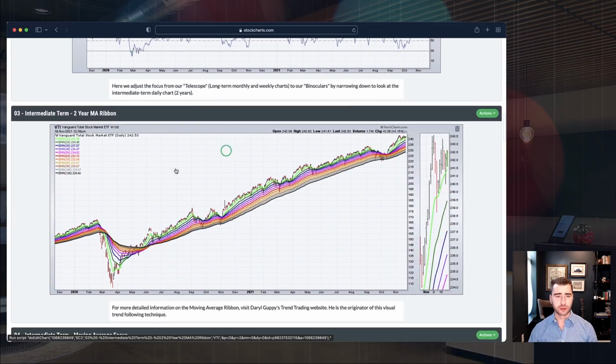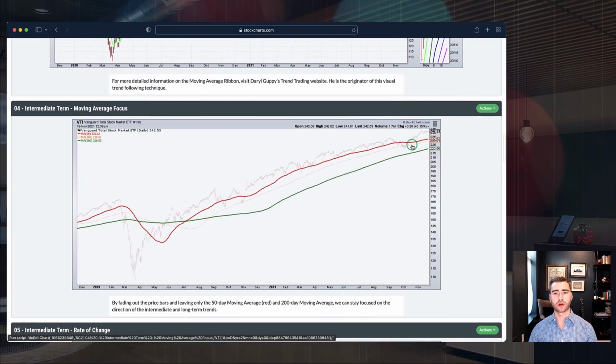We can look at some interesting charts like a moving average ribbon to judge kind of trend changes in the market. Right now, obviously, we're seeing such a strong trend and a very, very wide open moving average ribbon moving higher. So all these charts are included in there.